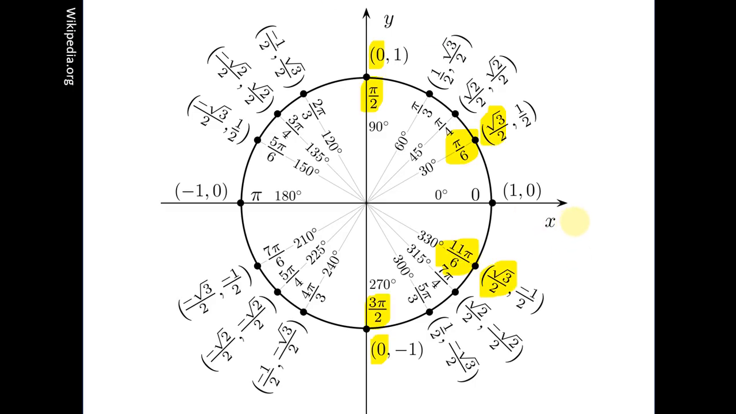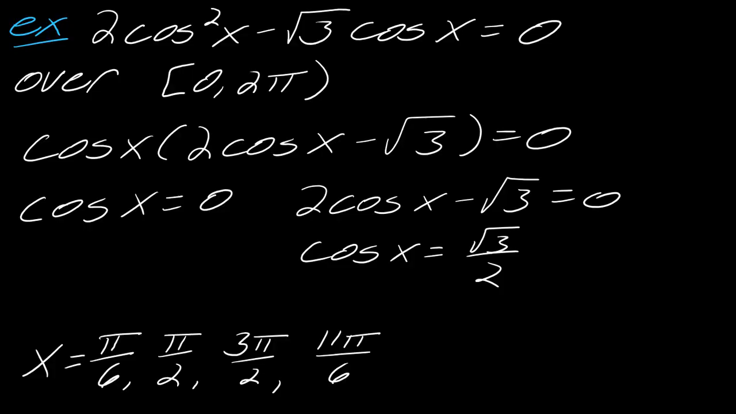So where cosine of x equals 0, cosine of x is 0 at pi over 2 and 3 pi over 2, and then where cosine of x is square root of 3 over 2, that happens at pi over 6 and 11 pi over 6. So I can just note all those solutions as you see here, and that was the interval just from 0 to 2 pi, so we're done with this one.